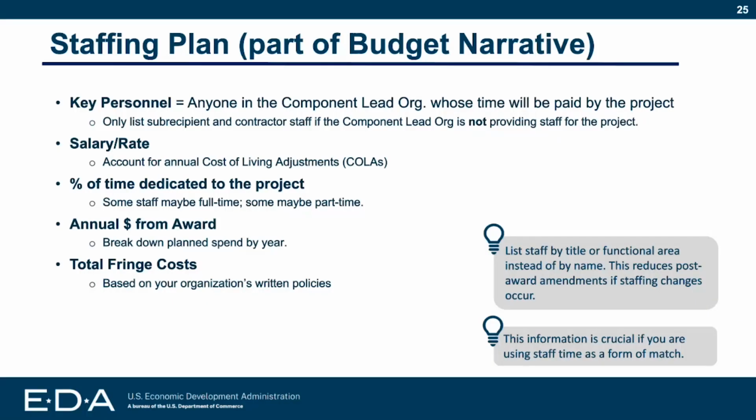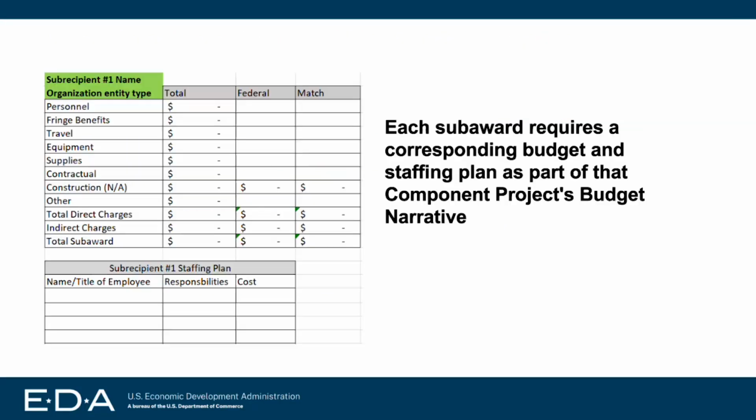One of our tips here is to list staff by title or functional area instead of by name. This reduces post-award amendments if funded. So instead of saying, Director Justin Tooley, I would say, Director and a description of what that function is.